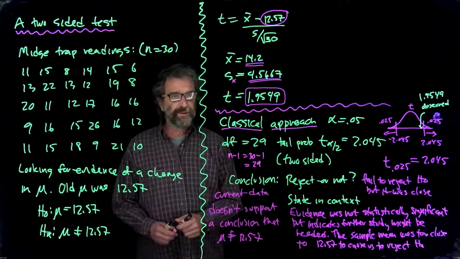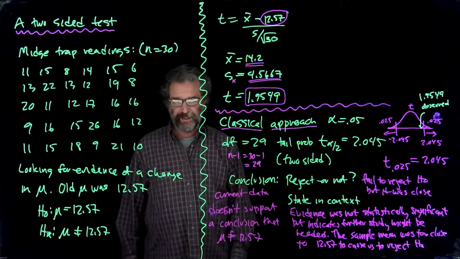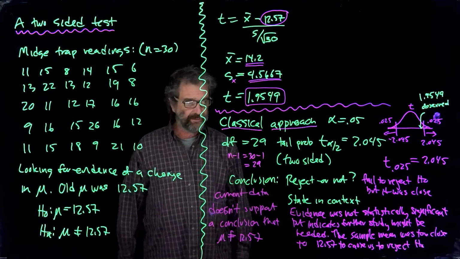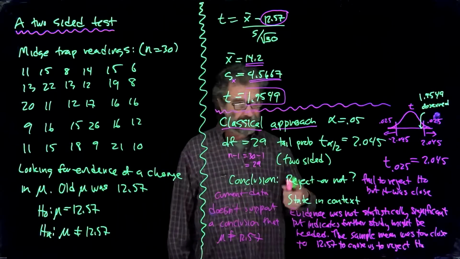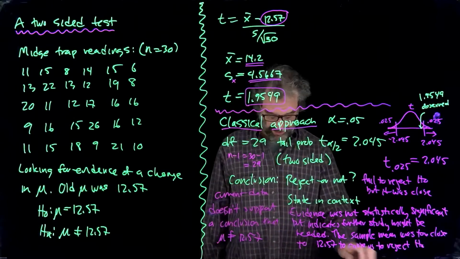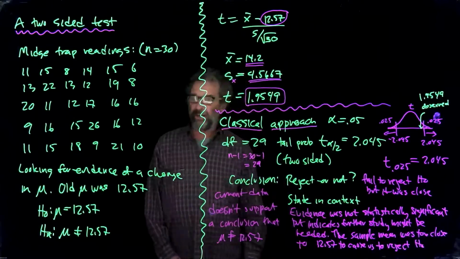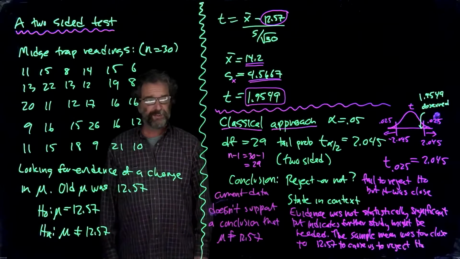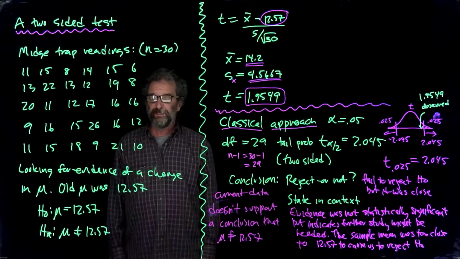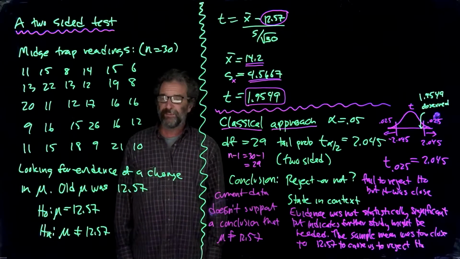So that's the classical approach. Identify a critical value, see if you beat it. If you don't beat it, fail to reject. We did it. We failed to reject, but it was close, and so we would make a comment about that in our conclusions. That would say there might have been a change, but it was too small for our procedure to detect.